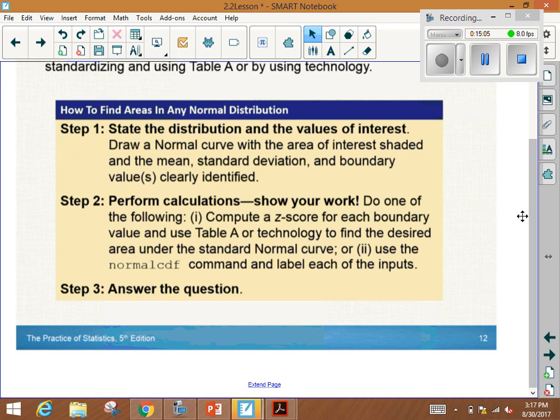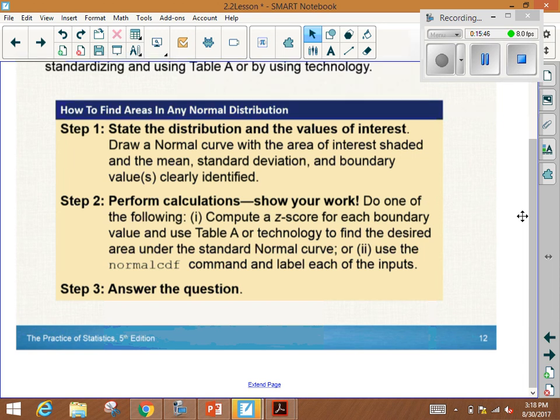Then you're going to perform your calculations. When you calculate your z-score, you can't just put that in your calculator and spit out an answer. You have to actually substitute those values in for x and for mu and for sigma, and show those substituted values, and then also show your calculated value. You can use your calculator to get that proportion, or you can use the table, and you'll see how we do that tomorrow. And that's okay, but you need to include all those things.